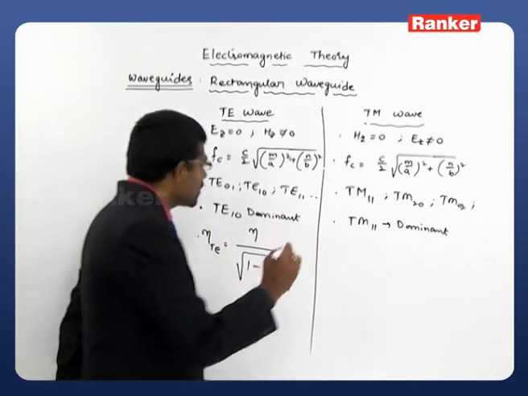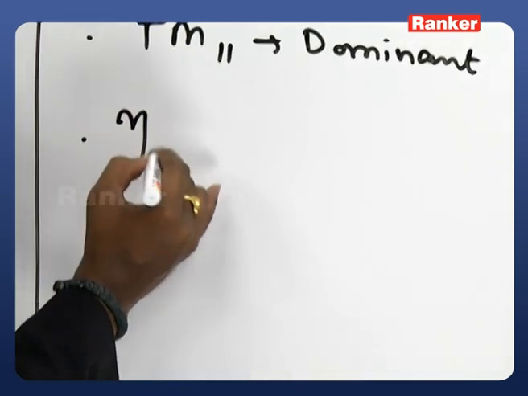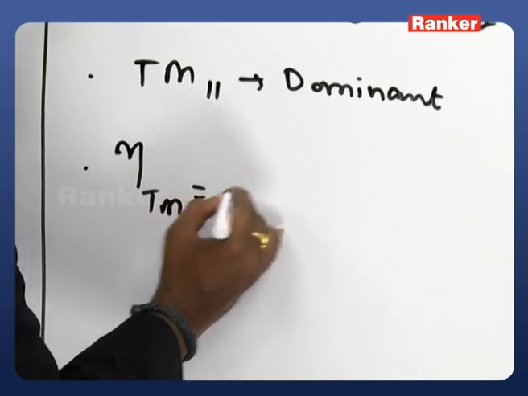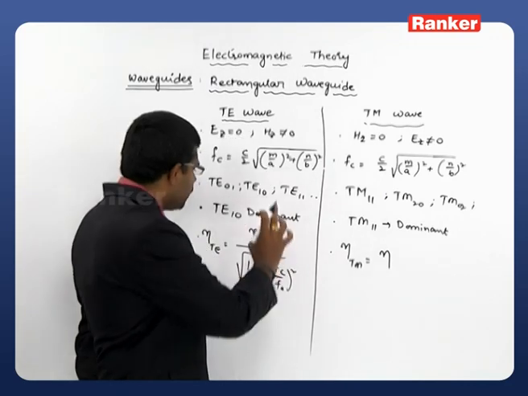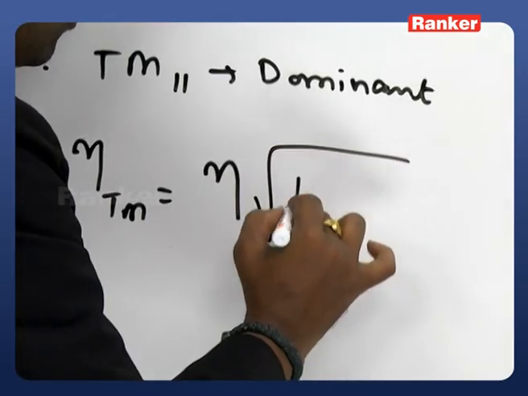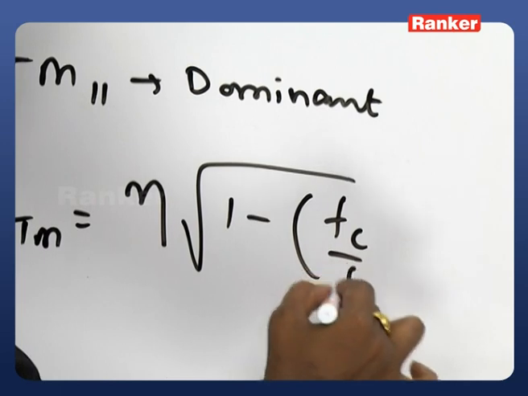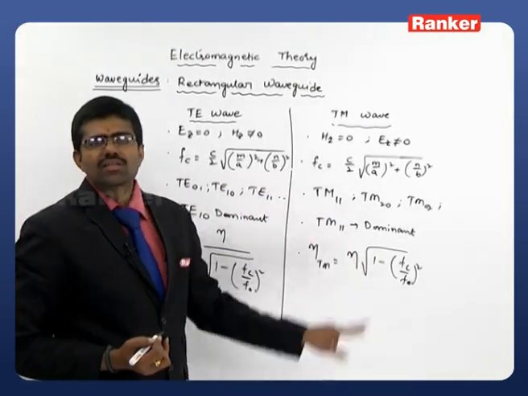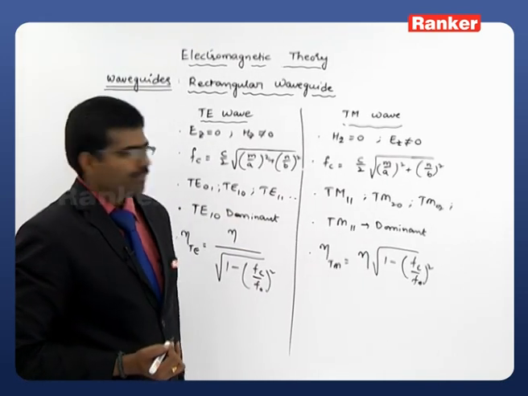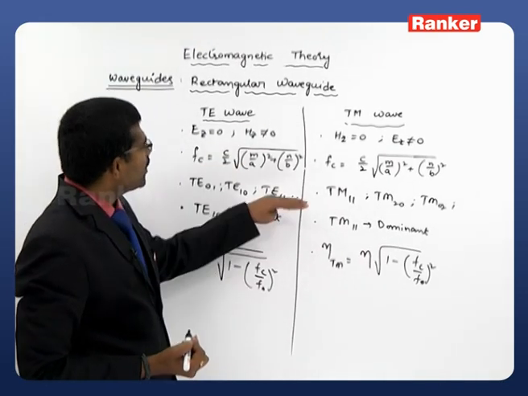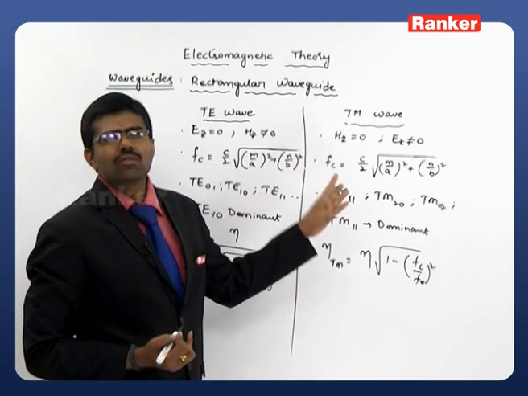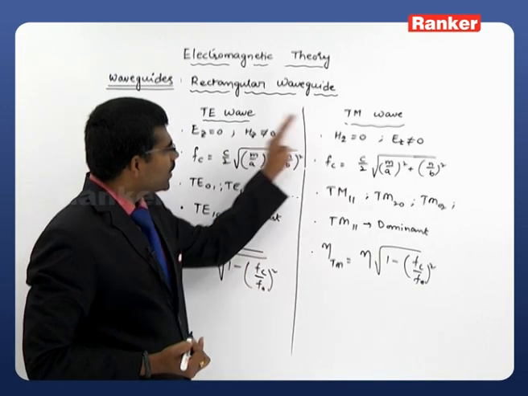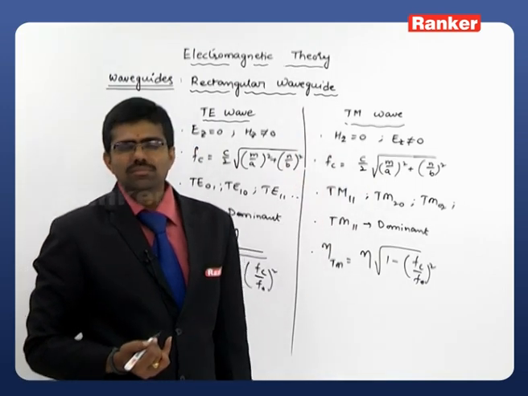A similar type of equation will be there for our TM wave also, that is eta TM or ZTM also, no problem. Eta TM, which is equals to, simply this will be multiplied here, eta times square root of 1 minus (fc by f0) whole square or (lambda0 by lambda c) whole square. That you can write. So clearly, if you remember a comparison between this TE wave and TM wave, that will be enough for us. So go for the analysis of TE wave, and based on this one, remember our TM waves.